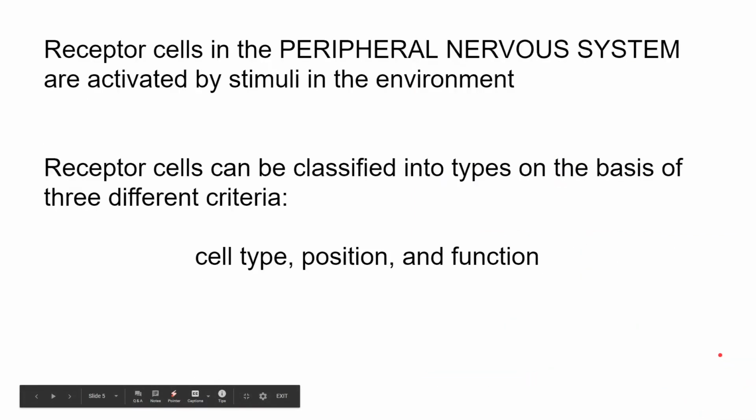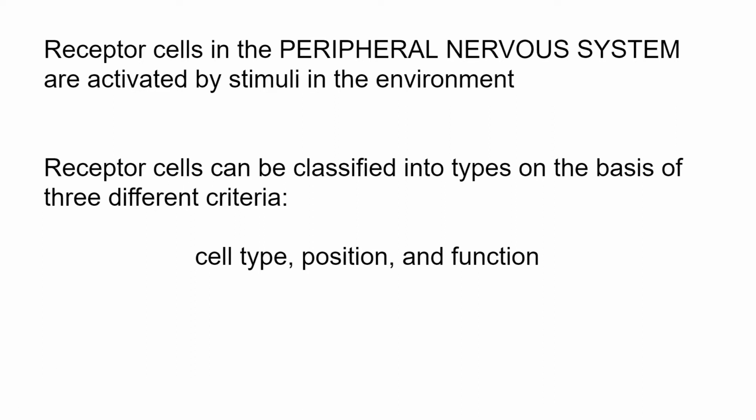The receptor cells in your PNS, your peripheral nervous system, are activated by the stimuli in the environment. So this could be noises, this could be temperature, it could be almost anything. The receptor cells themselves can be classified into types based on 3 different criteria: the cell type, the position, and their function.